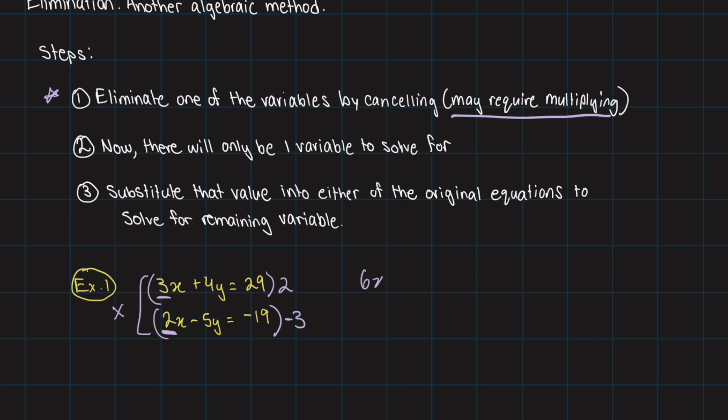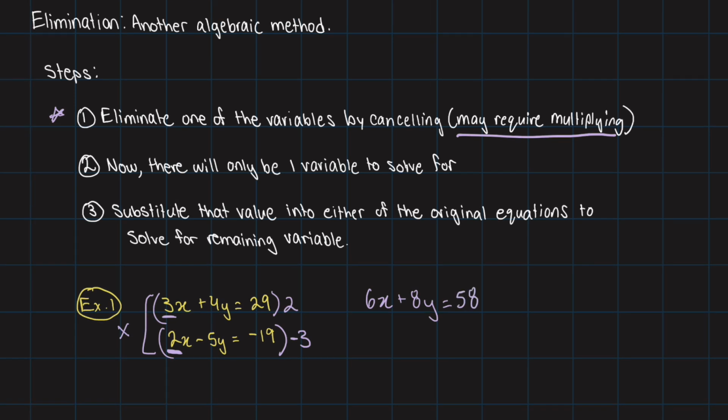2 times 3x is 6x. 2 times 4y is 8y. And then 2 times 29 is 58. Okay, so that's my new equation. Now I have to multiply this second equation by negative 3. So negative 3 times 2x, negative 6x, which is exactly what we wanted. And then negative 3 times negative 5y is 15y. And then negative 3 times negative 19 is 57, I believe. Okay, so we're done step 1.